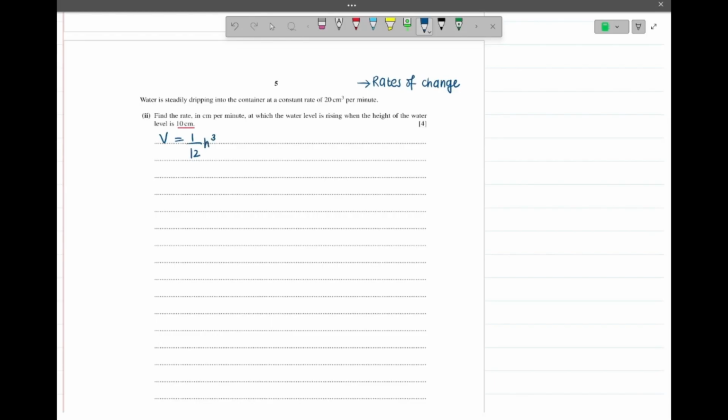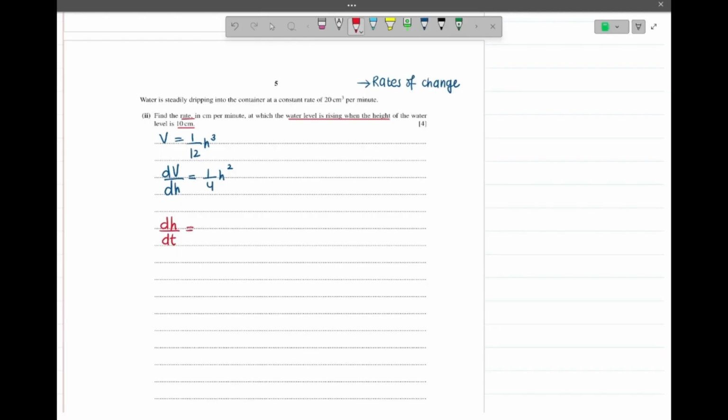Okay, now if I differentiate this expression, that's going to be dV over dh. I'll reduce the power of h and I'll multiply this power over here. So that's going to be 1 over 4 h squared. Okay, now they're telling us to find the rate at which the water level is rising. So whenever they tell you to find out the rate, it means that you have to divide something by time. And in this case, they're talking about the height. So it's the change in height that you'll be dividing by time.